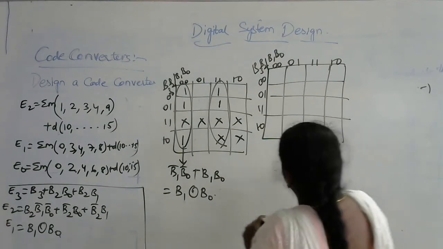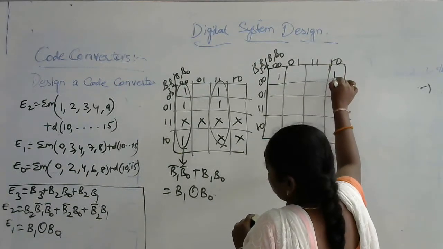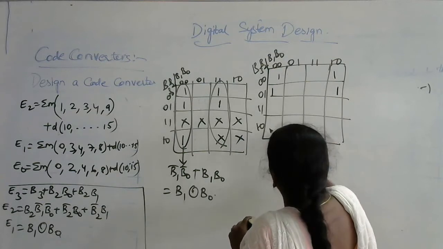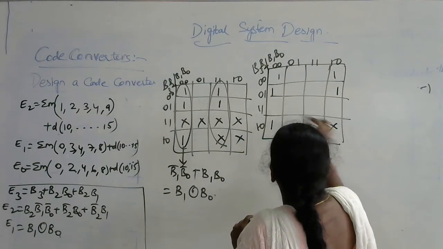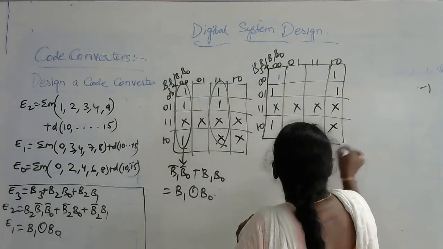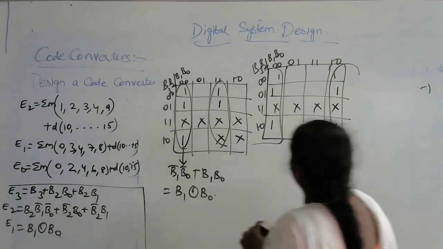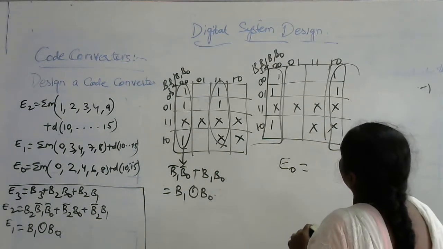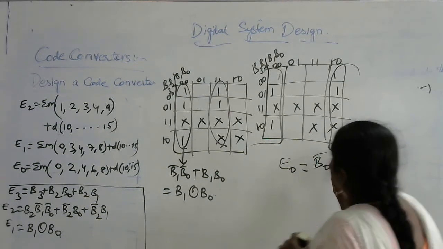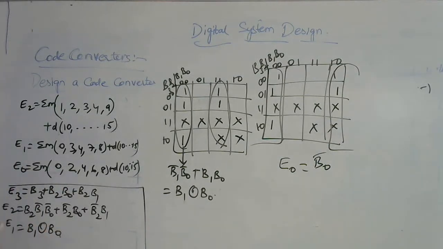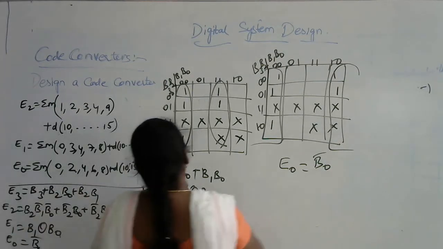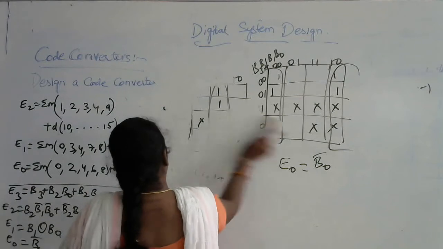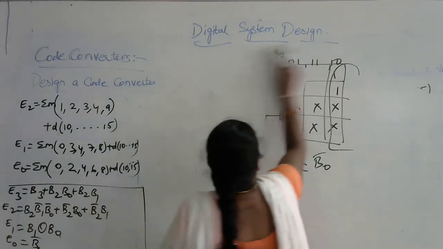So here E0 is 0, 1, 2, 4, 6, 8, and 10 to 15 are don't cares. So you can make this as one octet. So the E0 octet expression is all the variables will be cancelled out, left over with B0 bar. So here E0 is equivalent to B0 bar. Now we have all four simplified expressions of the XS3 code in terms of BCD.